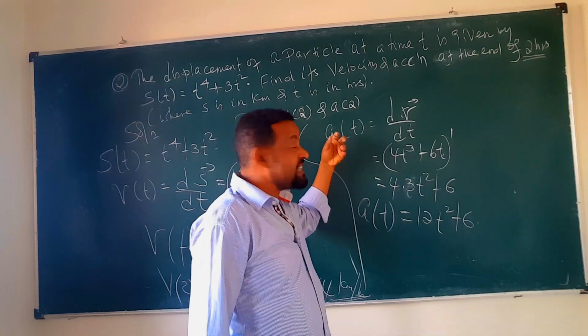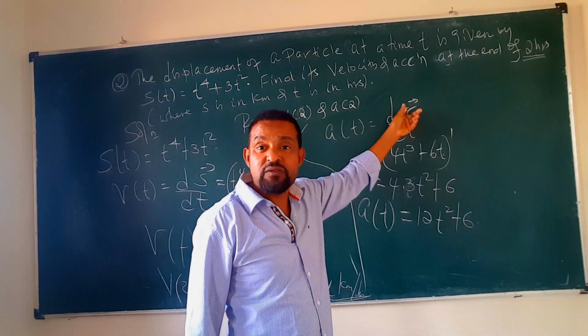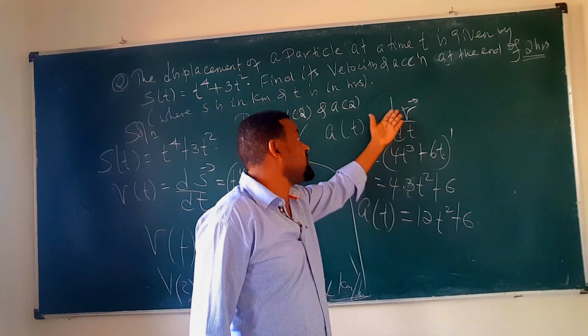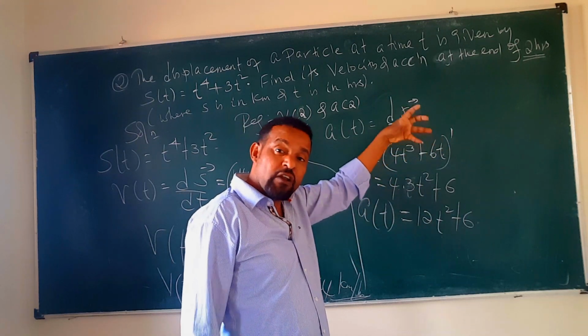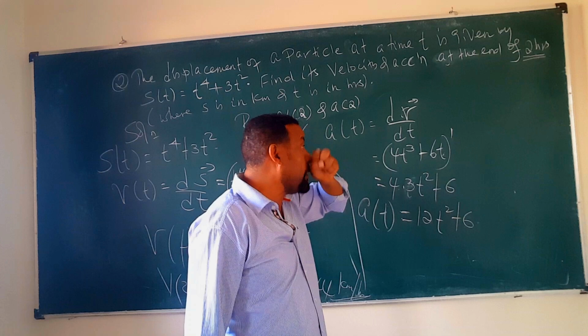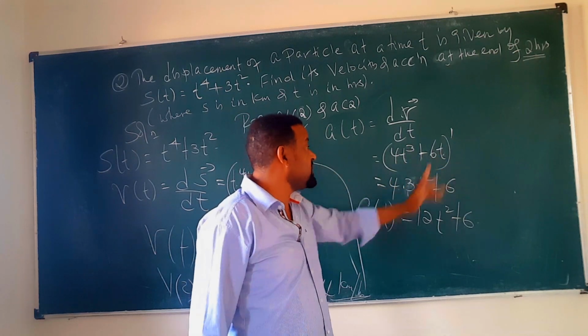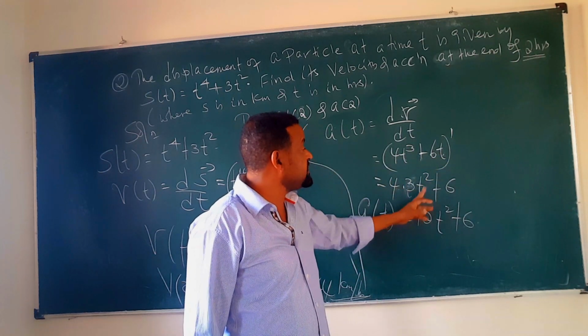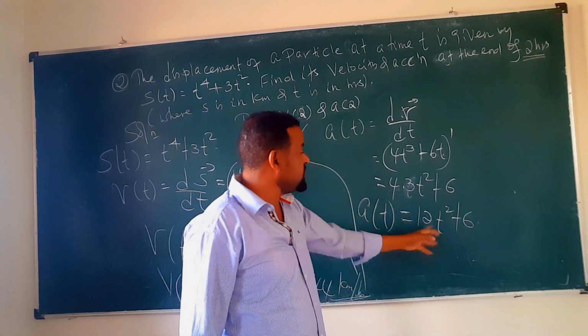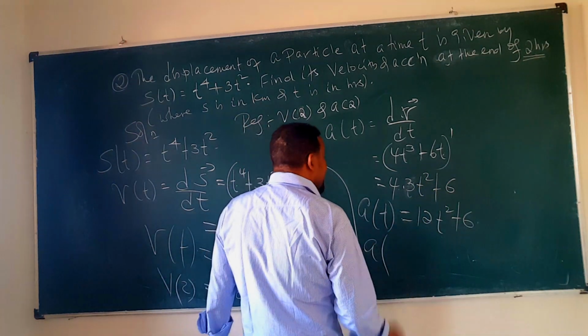So acceleration is the rate of change of velocity with respect to time, which is the derivative of the velocity function, where velocity is given as a function of time, which is 4t cubed plus 6t. So the derivative of this is 4 times 3t squared plus 6. So what is the acceleration at the end of 2 hours?